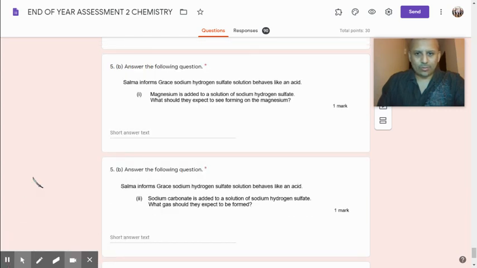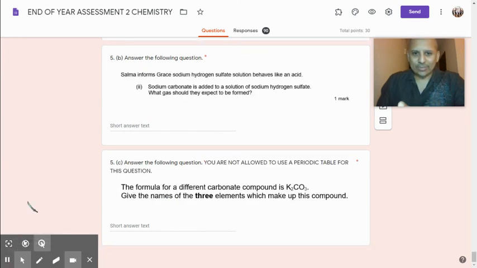If whatever you have is behaving like an acid, if you put in magnesium, it is so reactive that it will form hydrogen and a magnesium salt. So the observation that Salma and Grace would expect to see are bubbles, and the gas that they would expect to be formed is hydrogen.